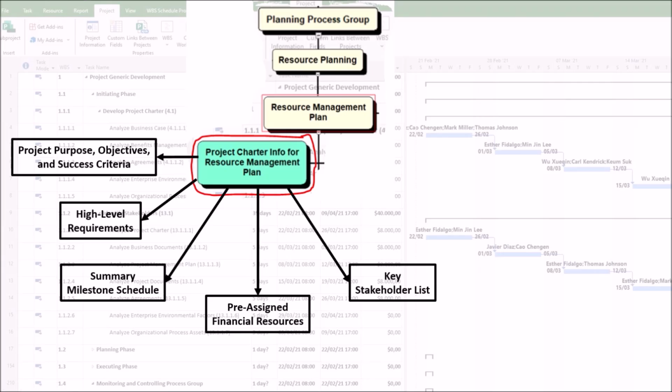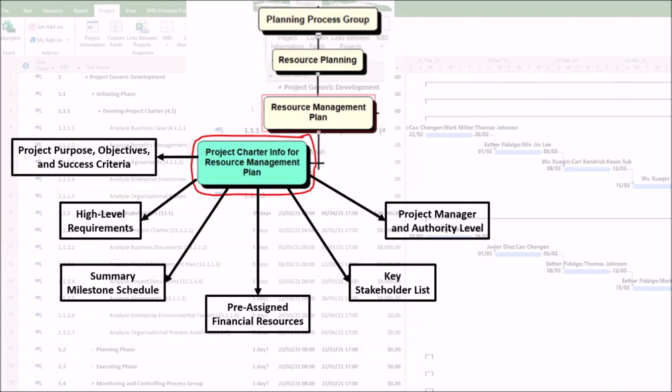5. Key stakeholder list from the project charter identifies who must be consulted, informed, or who will provide resources in the resource management plan. For example, a key stakeholder might have specific team members they want assigned to the project or may need to be consulted on resource selection.